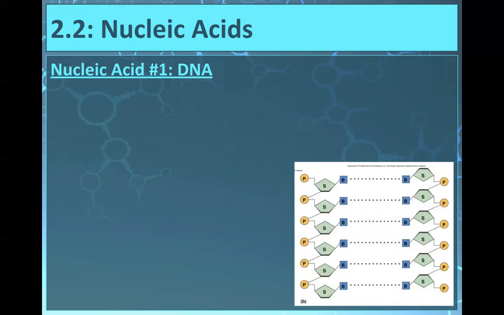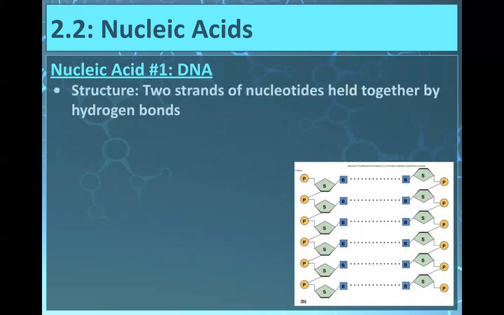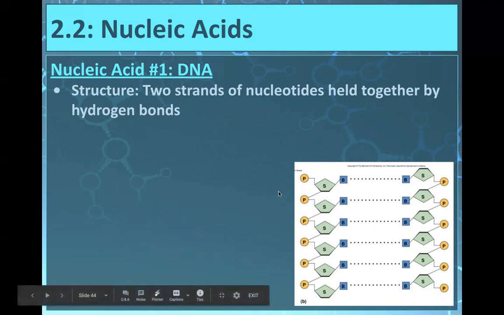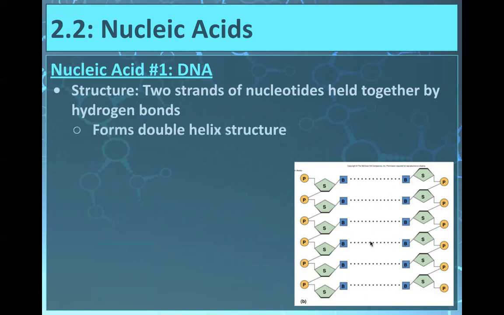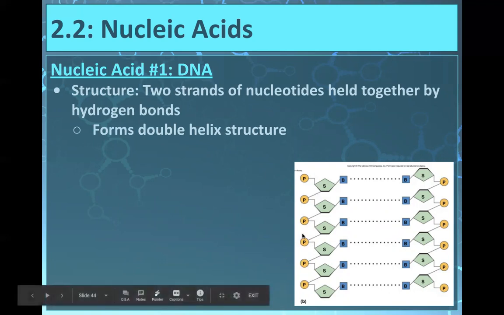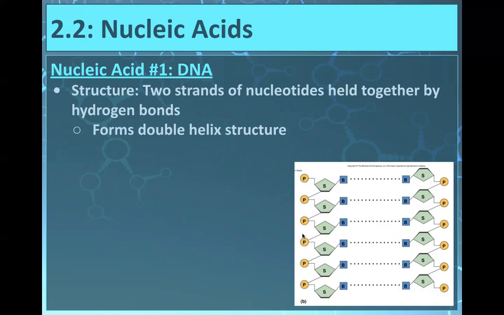All right, so our first example of a nucleic acid is DNA, deoxyribonucleic acid. So we have 2 strands in DNA, which is different from RNA. So it forms a double helix structure because of the negative charge of these phosphate groups. It forms that spiral.